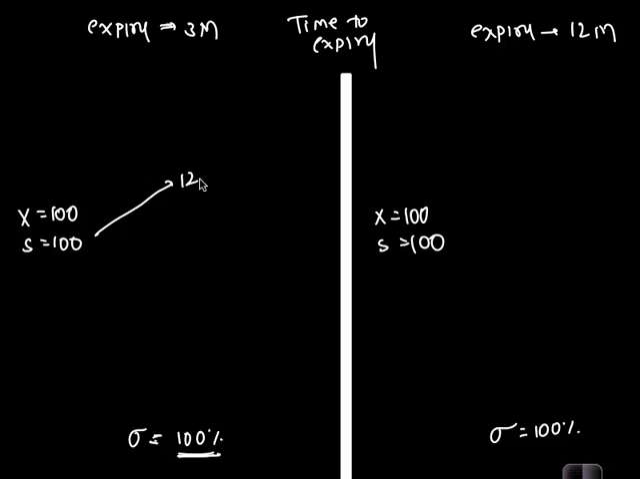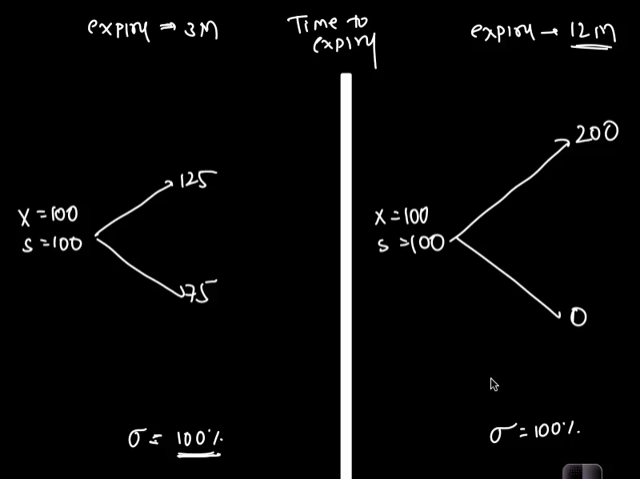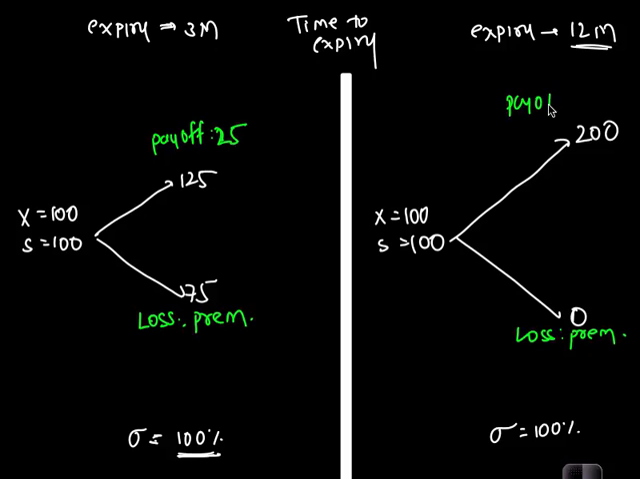So therefore, your price could either be 125 or it could be 75. But here, since the expiry is an entire 1 year, it could be either 200 or it could be 0. And again, when it is 75, your loss is premium. When it is 0, your loss is premium. It doesn't matter how much it falls. But when it is 125, your payoff is 25, whereas here, your payoff would be 100. And therefore, we will say longer the maturity, higher the possibility of making more profit. Therefore, more time to expiry, more valuable is the option.